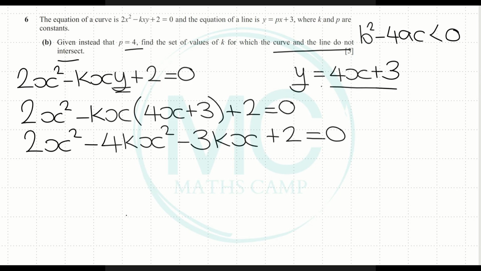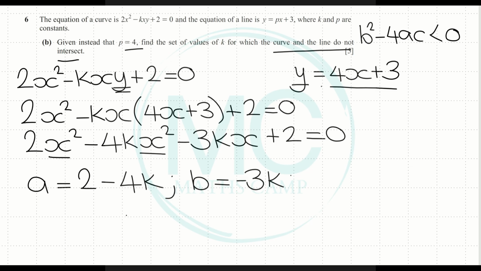Now we have a quadratic equation that is equal to 0. And from this, we can find our a, b, and c values. A is the coefficient of the square term. Here we have two square terms. So a is both coefficients, 2 minus 4k. B is the coefficient of the x term, which in this case is negative 3k. And c is the constant, which in this case is 2.